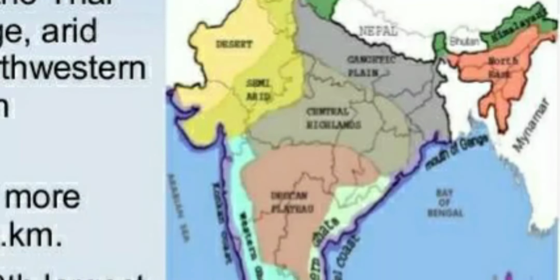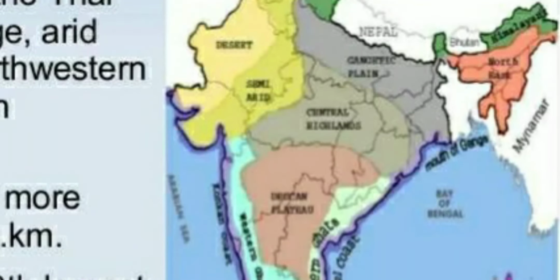Have a look at the Central Highlands. Have you seen the Central Highlands? Then you see the Deccan Plateau. This is a triangular shape. Up to this is clear. And this one is the Gangetic Plain. Northeastern region, Himalaya. Up to this is okay.